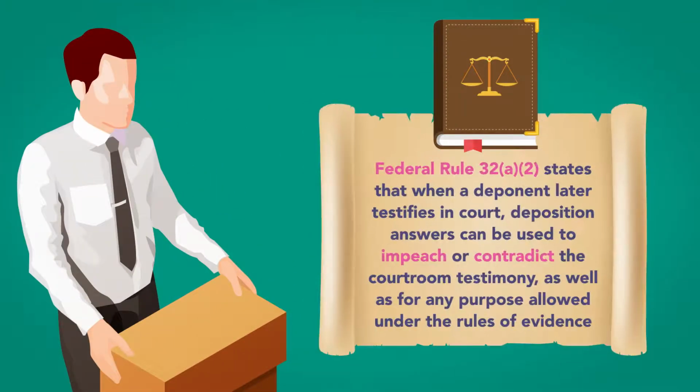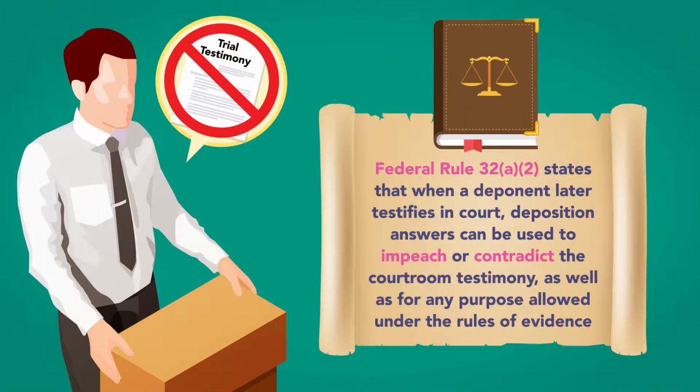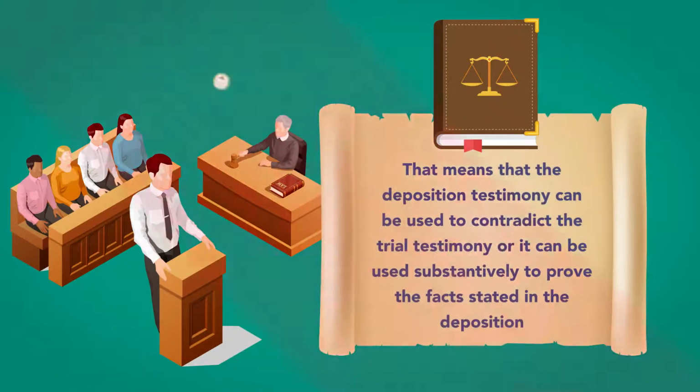Federal Rule 32(a)(2) states that when a deponent later testifies in court, deposition answers can be used to impeach or contradict the courtroom testimony, as well as for any purpose allowed under the rules of evidence. That means that the person's testimony can be used to contradict the trial testimony, or it can be used substantively to prove the facts stated in the deposition.